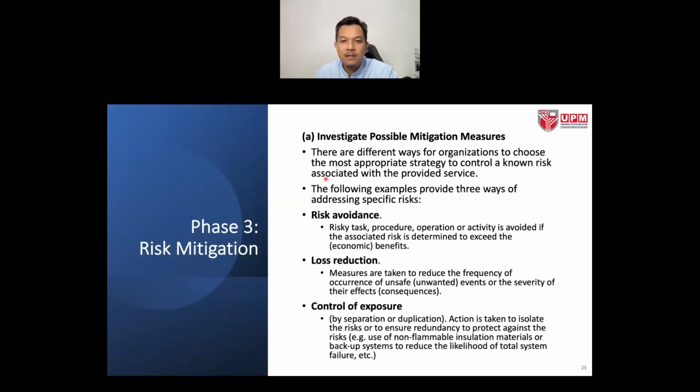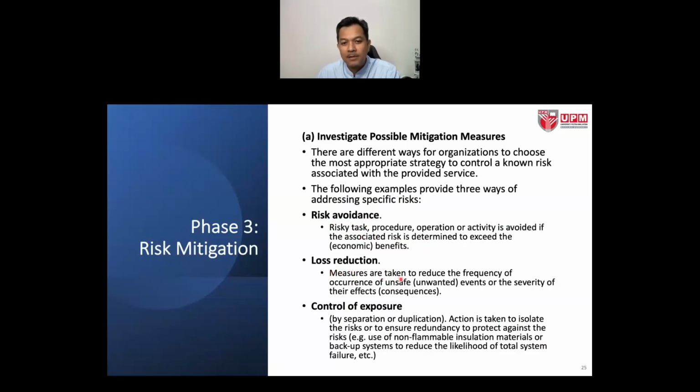So what are the possible mitigation measures? There are different ways for an organization to choose the most appropriate strategy to control a known risk associated with the provided service. The following examples provide 3 ways of addressing a specific risk. The first one, risk avoidance. A risky task, procedure, operation or activity is avoided if the associated risk is determined to exceed the economic benefits. When the economic benefit is exceeded, we just trigger risk avoidance.